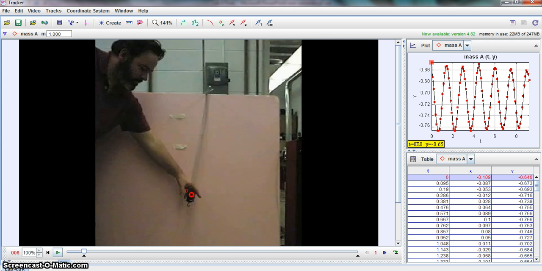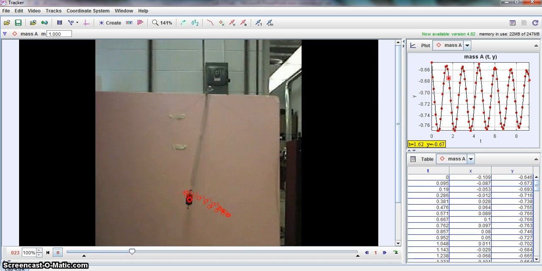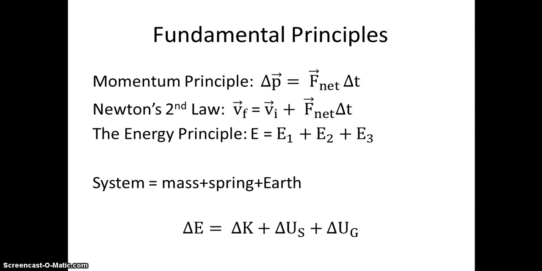Tracker was used to analyze the video of the spring mass system. The mass was tracked in each frame, and here's the video that was used. The X and Y positions were recorded in the bottom right of the screen, and the position versus time is graphed here. The position data was saved in a CSV file that was later used to input into the VPython code. To create the model, several calculations had to be made.